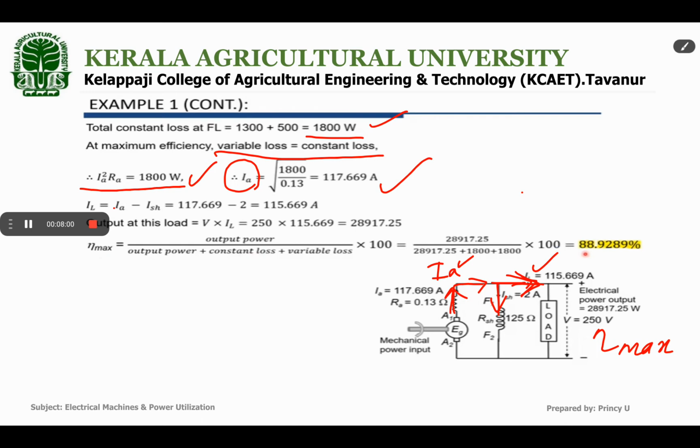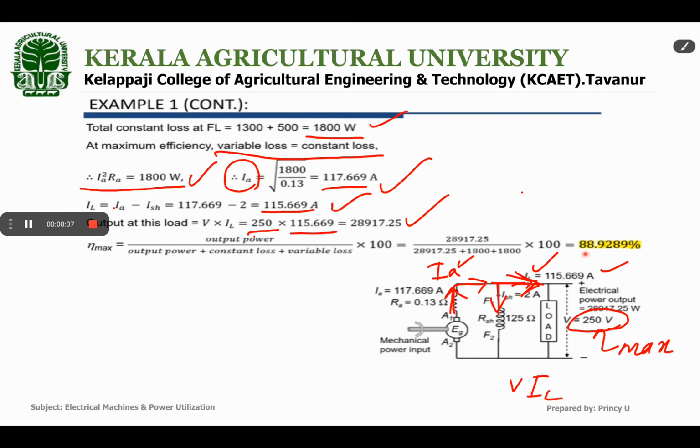So IA you have calculated here is 117 minus ISH will give you the load current for maximum efficiency. So what will be the output for this load current? You will get 115.169 ampere as load current, and you know the voltage. So the output for this particular load is V into IL. You can calculate it by 250 into 115.6. So you will get the particular load which gives maximum efficiency.